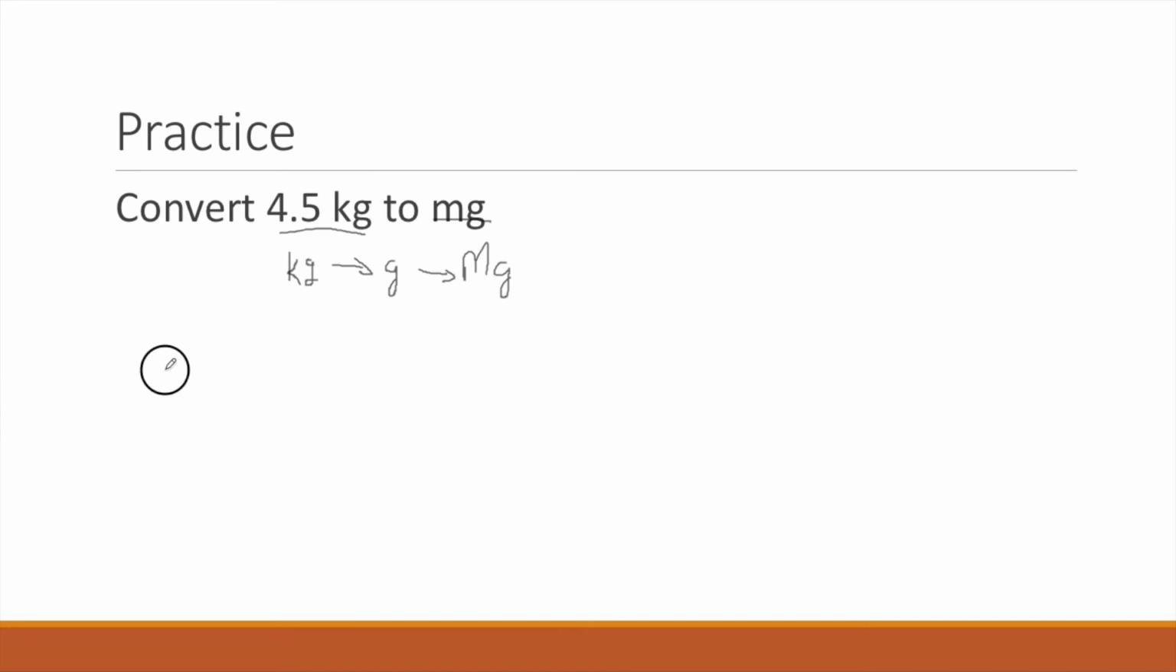Okay, so I'm going to start off with what I know. I know that I have 4.5 kilograms. I'm going to multiply by that first conversion factor to get from kilograms to grams. So since kilograms is on top, kilograms would be on the bottom, and then grams would be on top. When I look at my conversion chart, I know that for every 1 kilogram, I have 1,000 grams. If I look at my units, kilograms will cancel out and I'm left in grams. But I'm not done yet. I'm only at my pit stop.